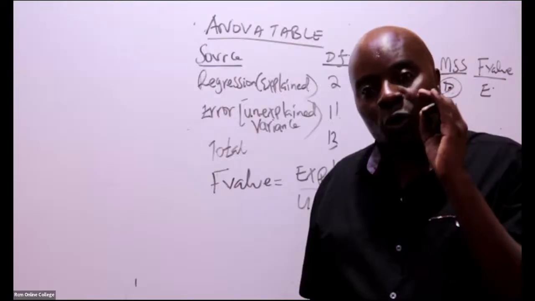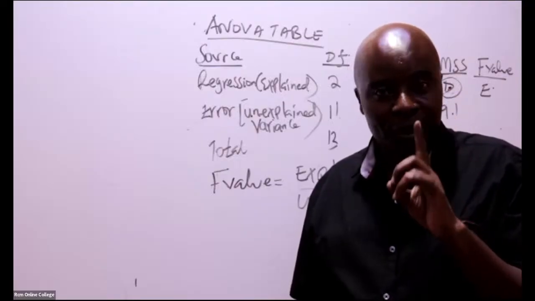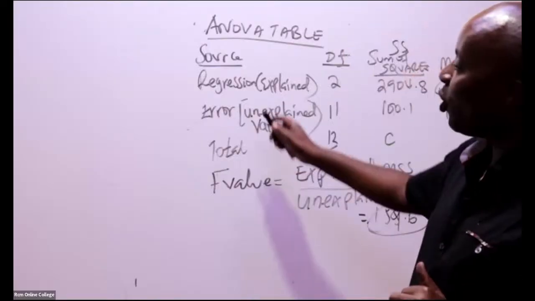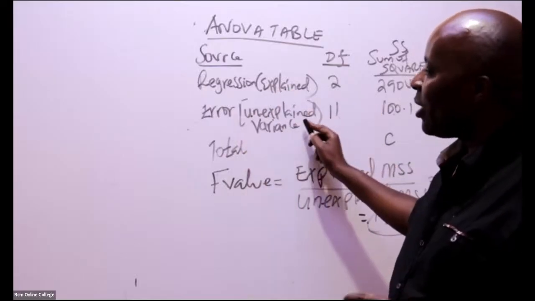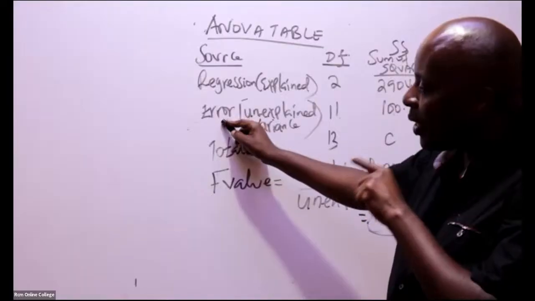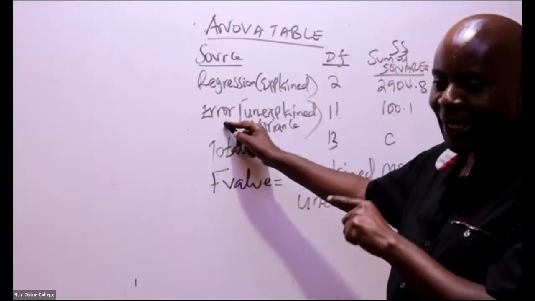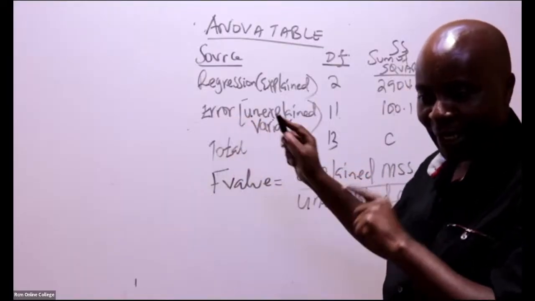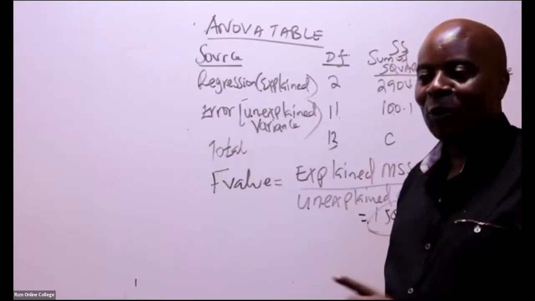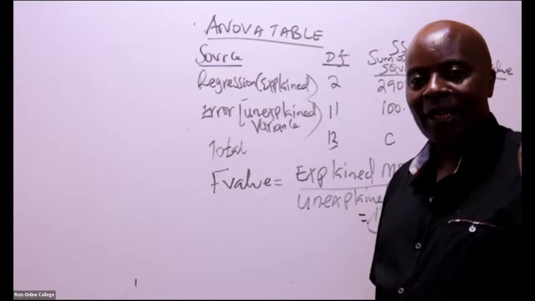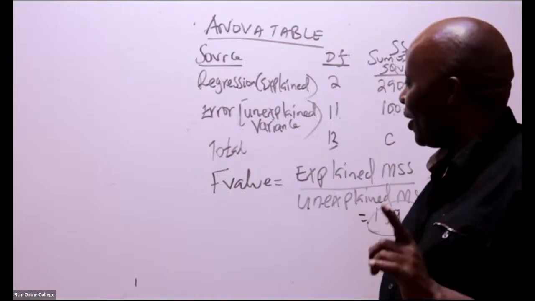So we have got 2 types of variances in regression analysis. We have what we call explained variance and unexplained variance. The unexplained variance is our error term. Unexplained variance is our error term, what you're not able to explain. So that will be very, very important.